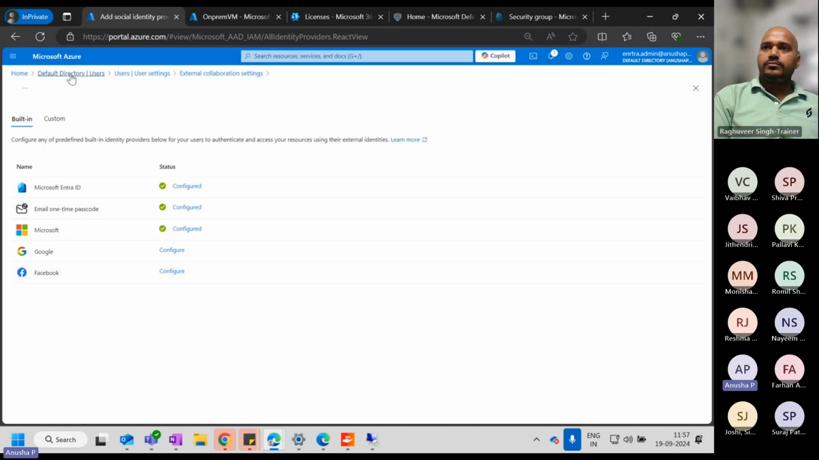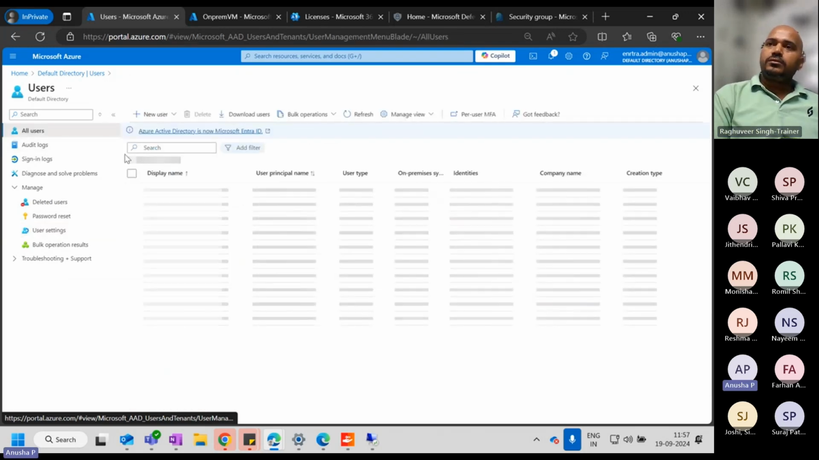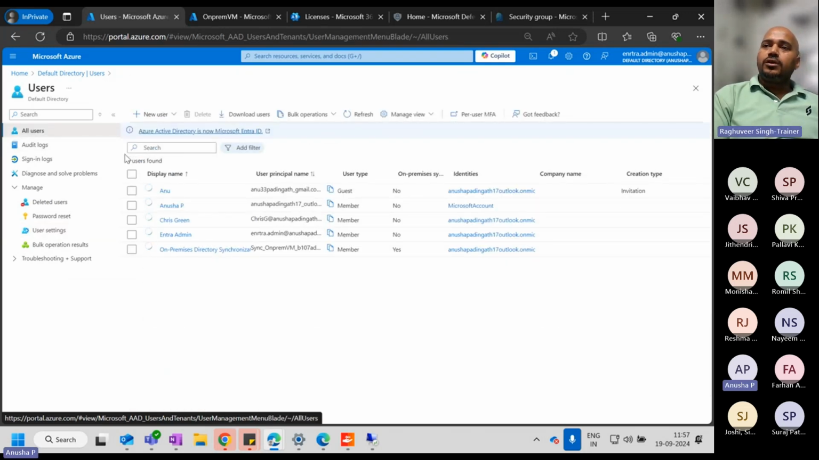Okay, got it. So I have to create a new user, right? No, the same user. Okay, let me check your mail. The user is not logged in yet. Okay. So you can try it from your mobile phone.